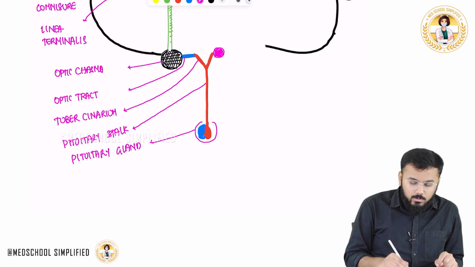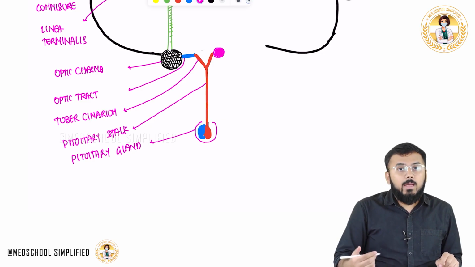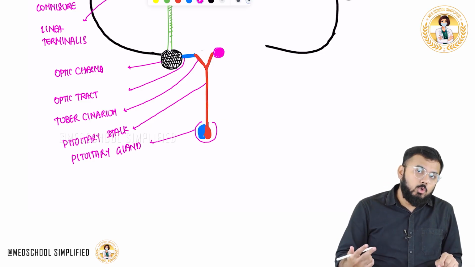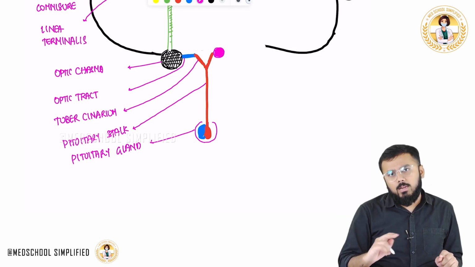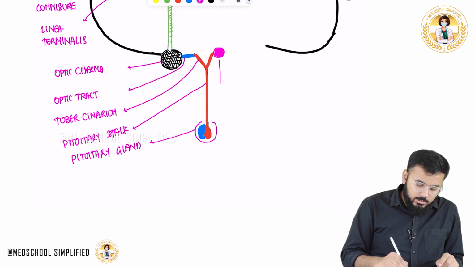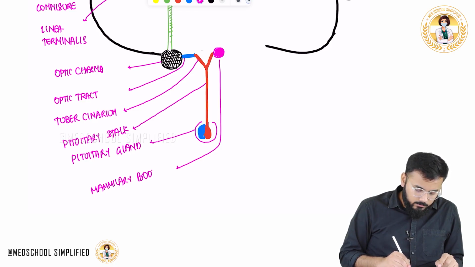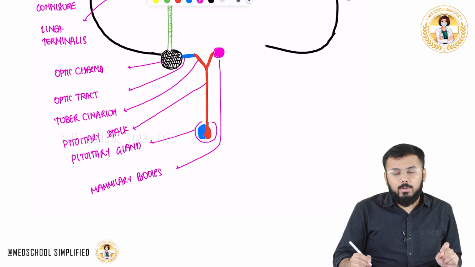This one over here is called your mammillary bodies. How many mammillary bodies have you got? You have got two mammillary bodies, one on the right, one on the left. From the side view, you can see only one, right? So this particular structure over here is called your mammillary bodies.